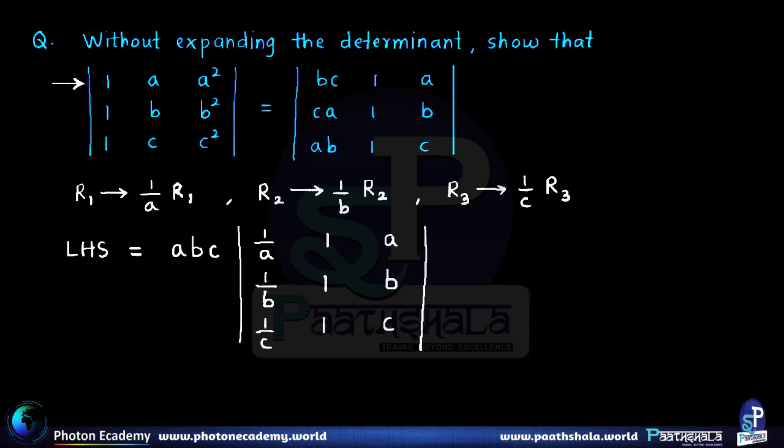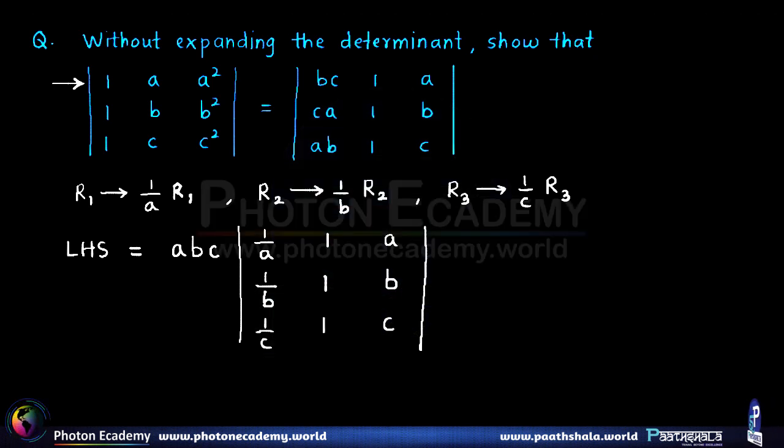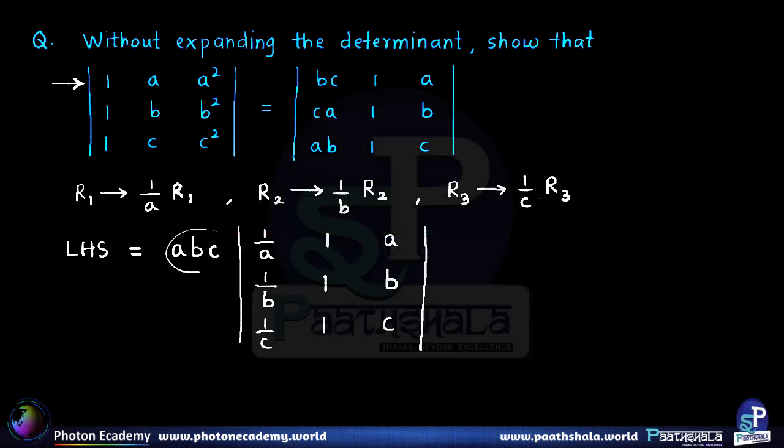Now if we compare this determinant with the determinant on the RHS, we will see that we have already got the second and third columns as required. So we have to only take care of the first column, and it is clear that if we take the product ABC inside the first column, then we will get the first column of the right hand side determinant.